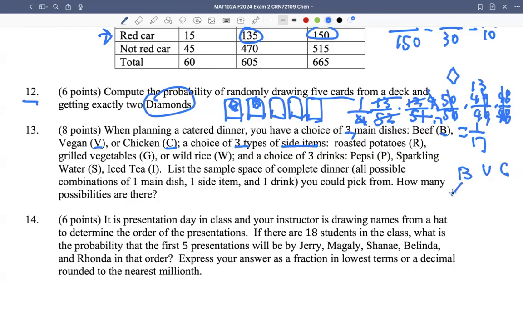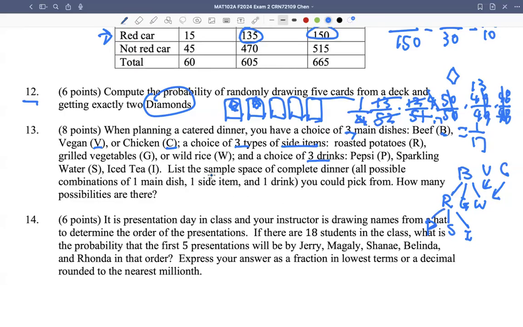Let's just see. If for the first one we choose beef, we can choose R, we can choose G, or we can choose W, right? Out of these, same thing, same out of the same. Then another choice is of 3 drinks. We could choose a Pepsi, we could choose a sparkling water, we could choose iced tea. Of course, out of them, we have all 3 choices.